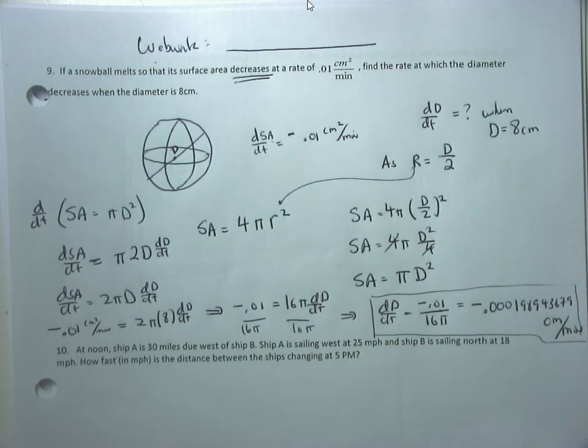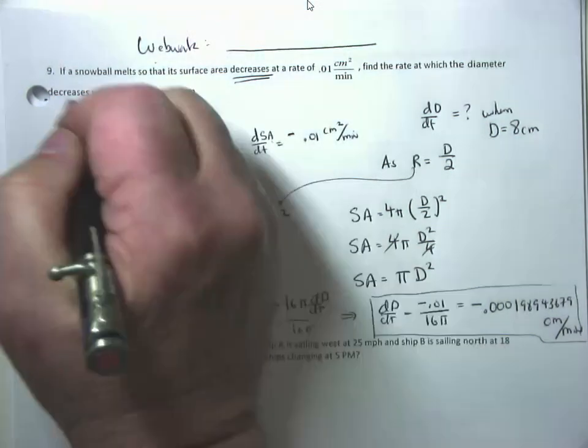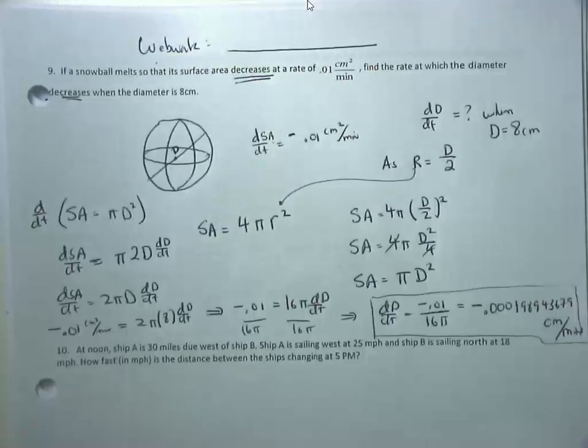If a snowball melts so that surface area decreases at a rate of 0.01 centimeters squared per second, find the rate at which the diameter decreases when the diameter is 8 centimeters. Because they said the word decreases in the problem, they're implying the answer is going to already be negative, so you don't have to write the negative. What answer does WebWork want?